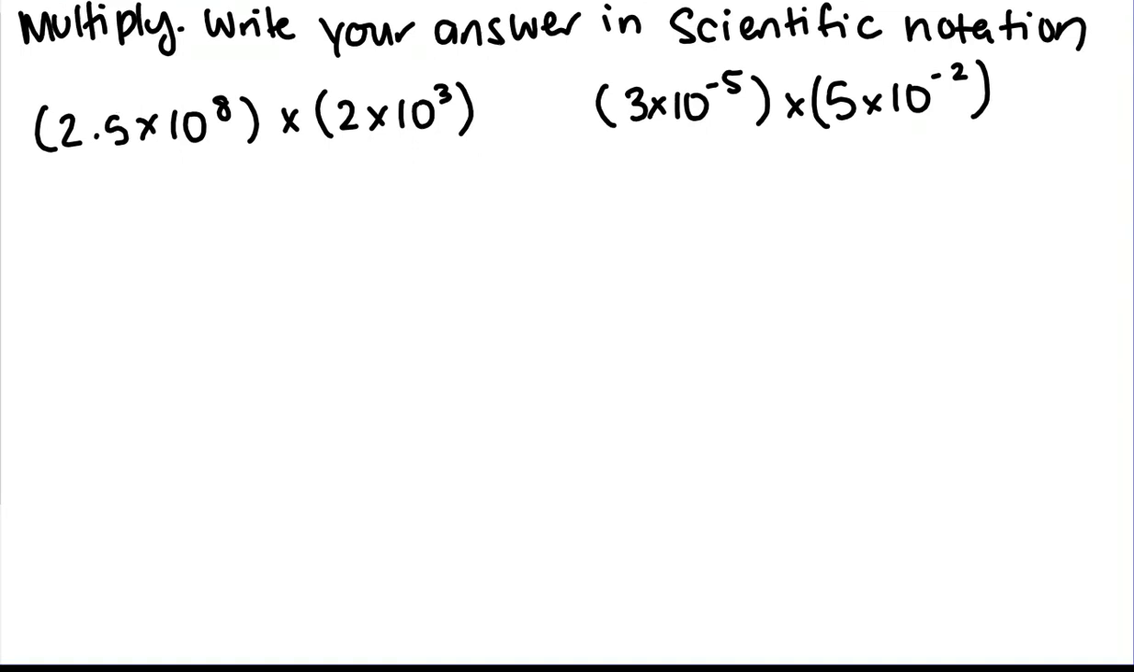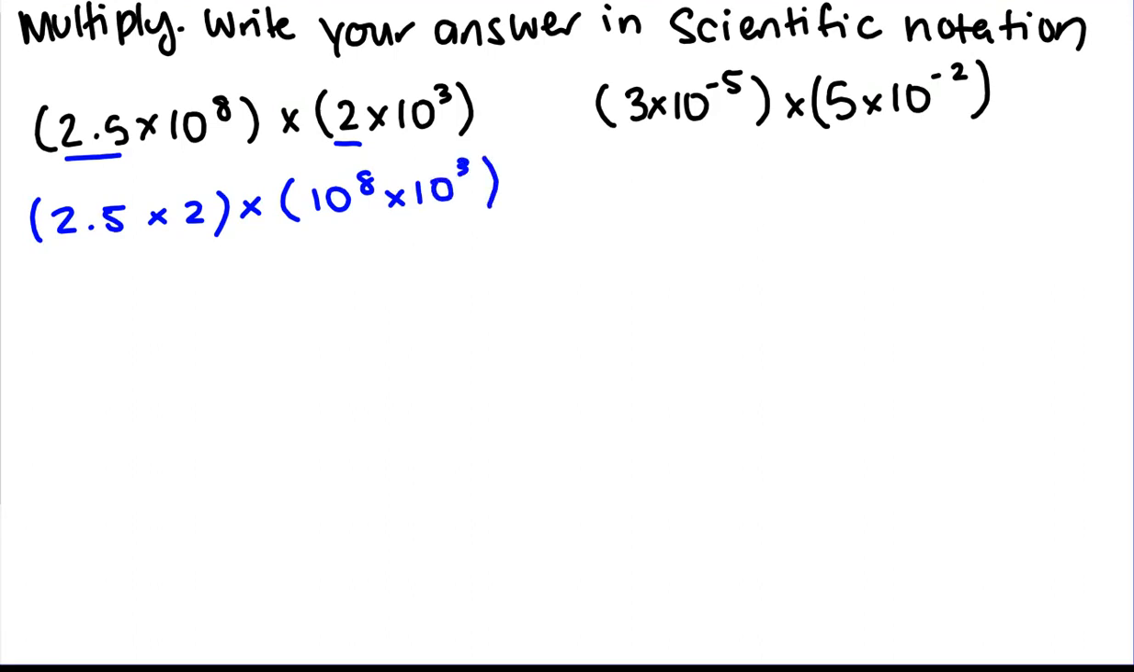So we know that according to our commutative and associative properties of multiplication, because these are all being multiplied, we can move and switch them around. So we're going to move these around so that we have 2.5 times 2. And then in our next bracket, we're multiplying 10 to the power of 8 times 10 to the power of 3.